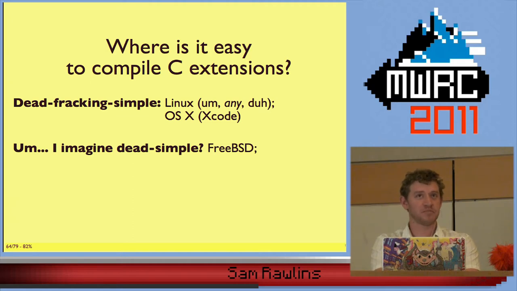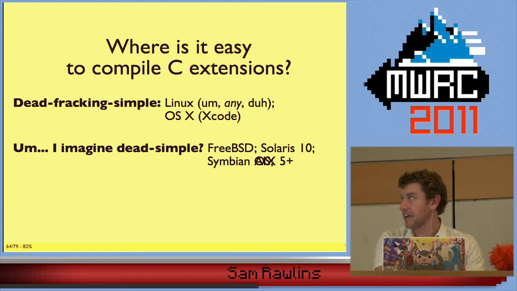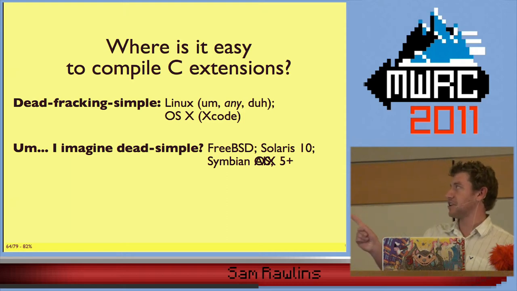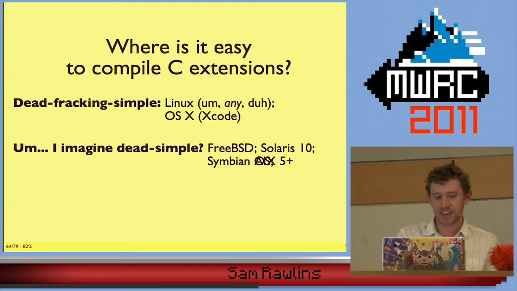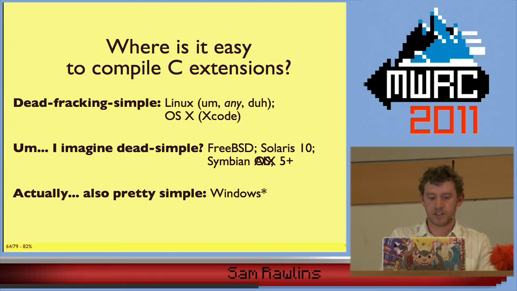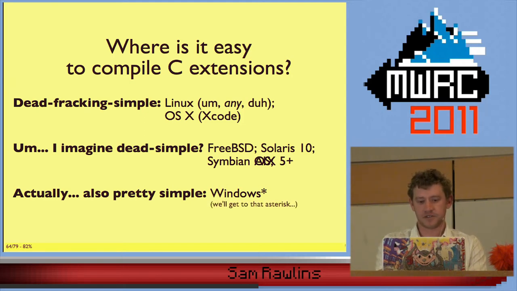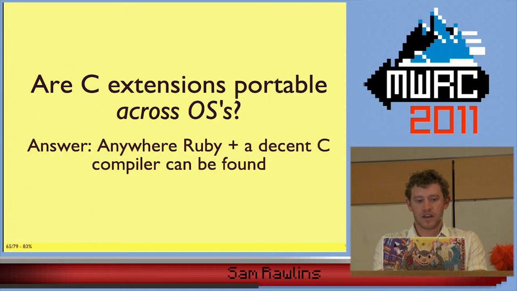I imagine that's simple, but I've not compiled on these: FreeBSD, Solaris 10, yeah, that doesn't work at this resolution. It says Symbian OS, and it says AIX 5+, which are these other lists from the supported list on Ruby 1.9.2. Also pretty simple is Windows, with an asterisk. And we'll get to the asterisk. So, the answer is anywhere Ruby plus a decent C compiler can be found is where C extensions are portable. So I think this is a really good answer. It's basically anywhere Ruby can be found.